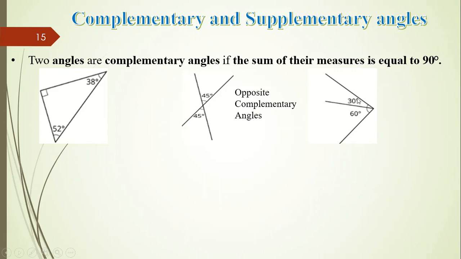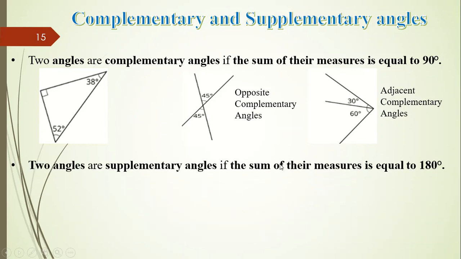Here, as we can see, these two angles are complementary. And at the same time, if you add 60 plus 30, it gives 90 degrees. So here we have adjacent and complementary angles. So we say adjacent complementary angles.